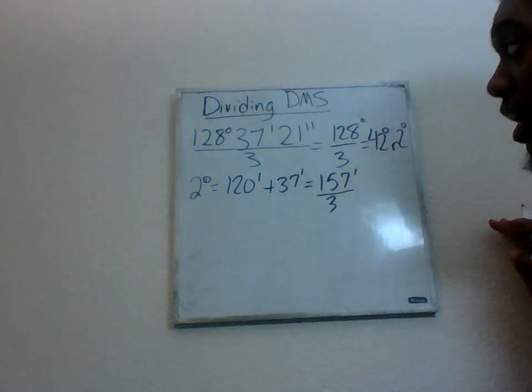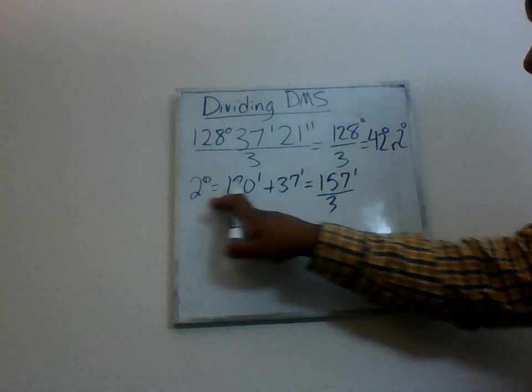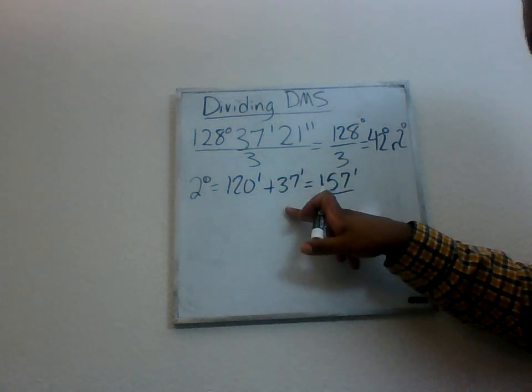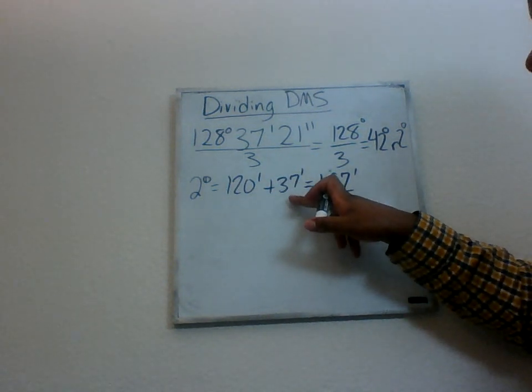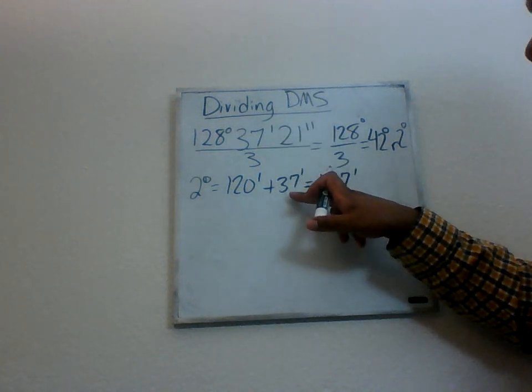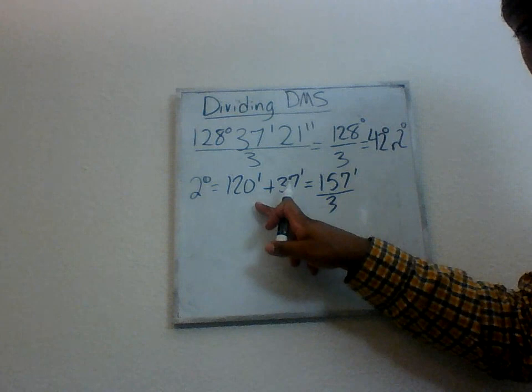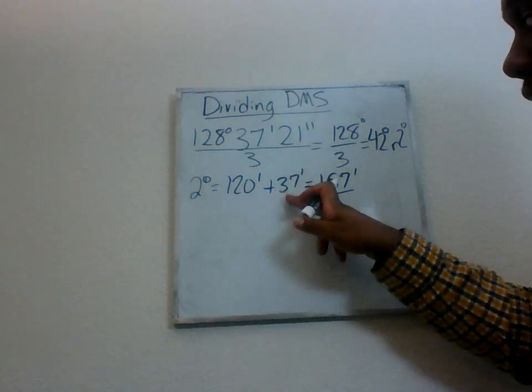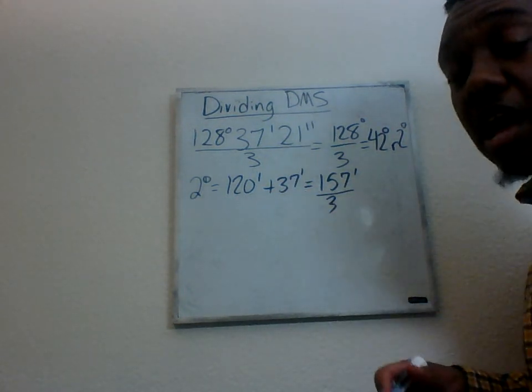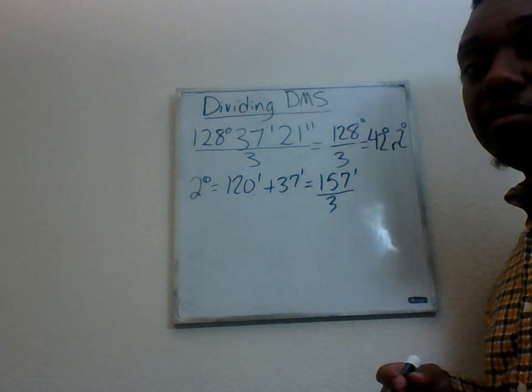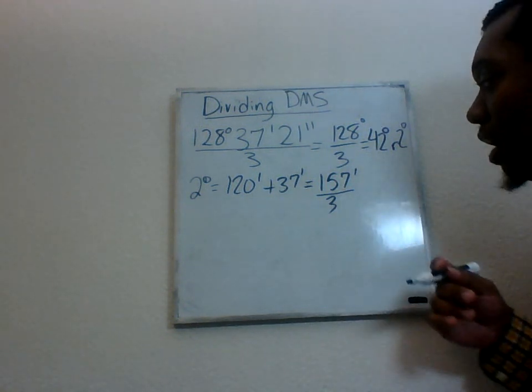Okay, cool. So we took the remainder and we changed it to the next level down and added it to how much we had already. We took the 2 degrees, we changed it to 120 minutes. We already had 37 minutes, so we added that together, and we have 157 minutes now that we're splitting by 3. Okay, awesome.